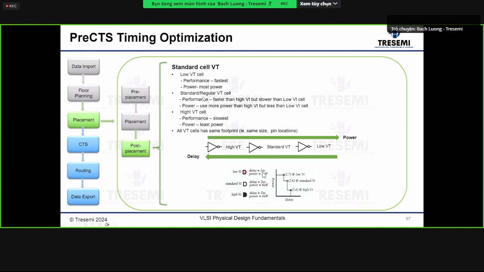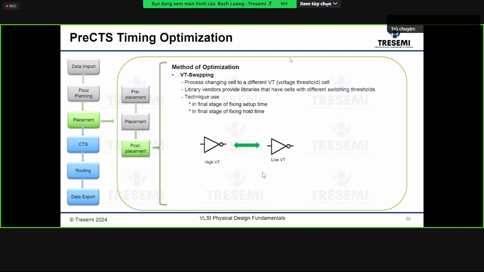Okay, so as far as the construction of the different VT cells, it's just different doping in the transistor that gives you a different VT threshold. That's more of an advanced topic. So that's what VT swapping means: it is used to swap high VT to low VT, and vice versa, depending on what needs to be fixed. If it's for power, swap out to high VT, and if it's for speed, swap to low VT.